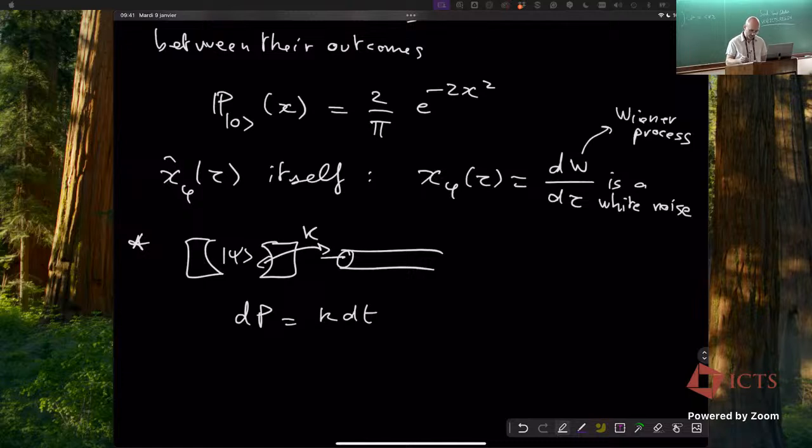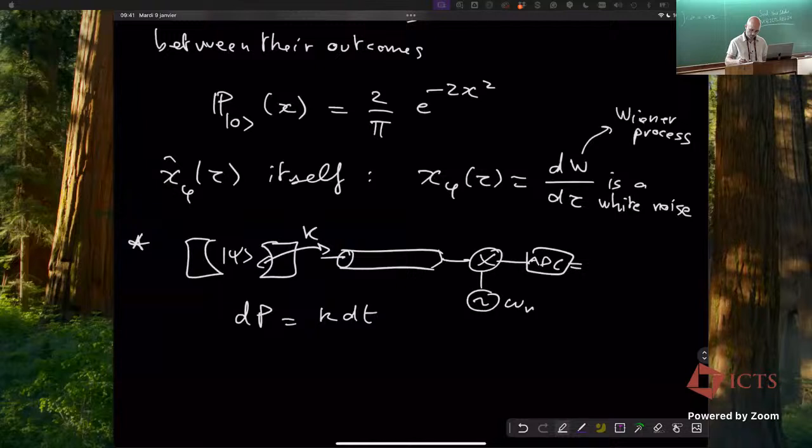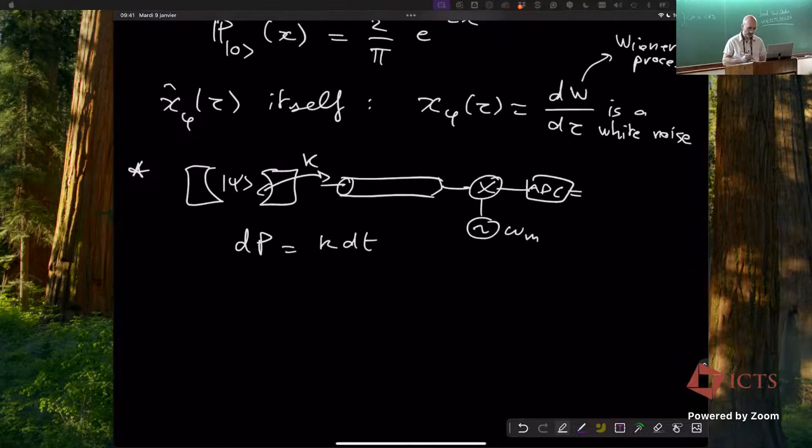So we do this experiment. We connect the cavity to a transmission line, and then we connect it to our homodyne detector. So that's the ADC after a mixer and a microwave generator at omega m. As I mentioned, the case of homodyne detection is the case where we choose this signal generator frequency omega m to be equal to the cavity frequency. Okay, we choose it to be the same.